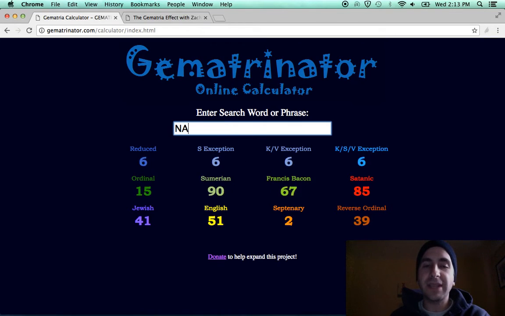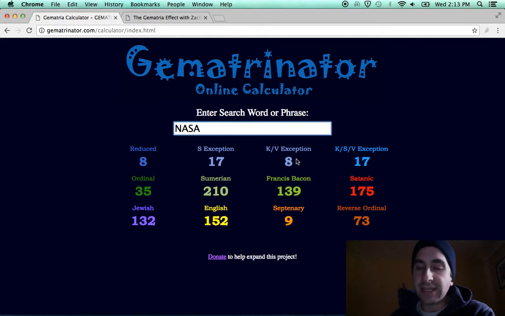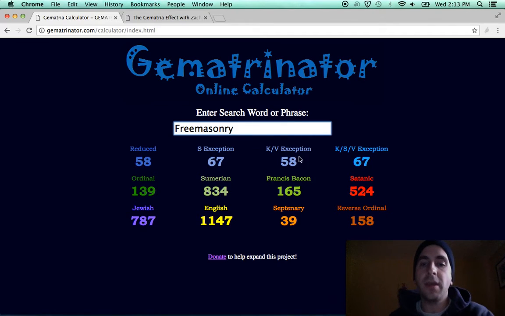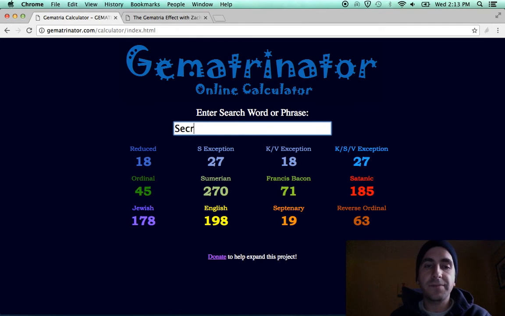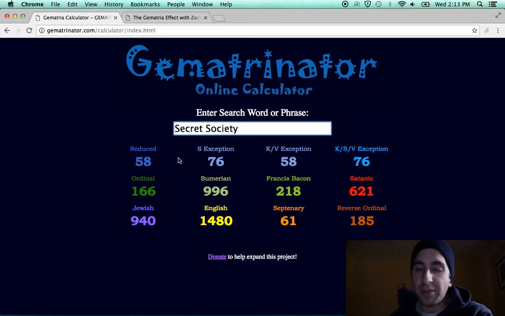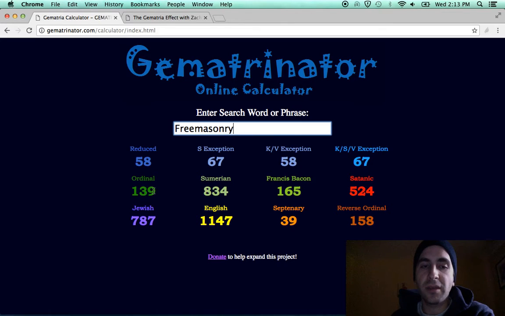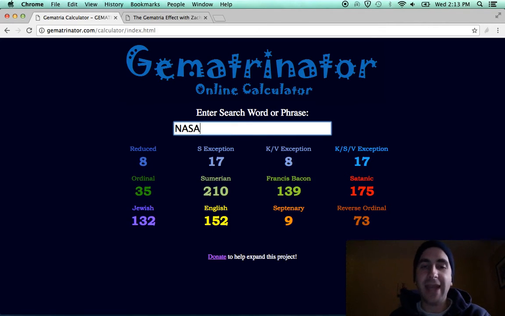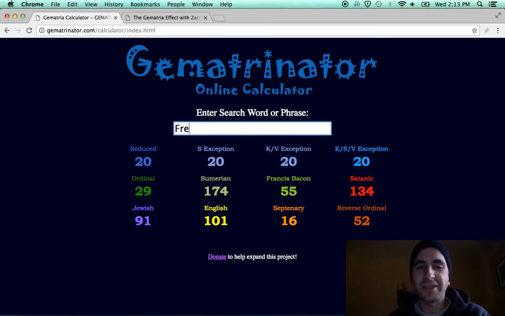And one of the most interesting things I can show you about this is NASA was established in the year 58. 58, very important to Freemasonry. Freemasonry, with the reduction method, 58, just like secret society. NASA established in 58. Almost every astronaut in NASA, a Freemason. Freemasonry, using the alphabet, sums to 139. Using Francis Bacon, it sums to 26 more, but just notice, using the alphabet, Freemasonry is 139, just like NASA, established in 58. You see this?